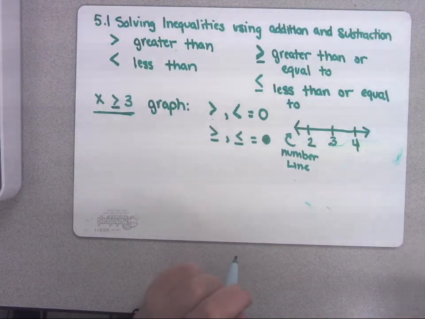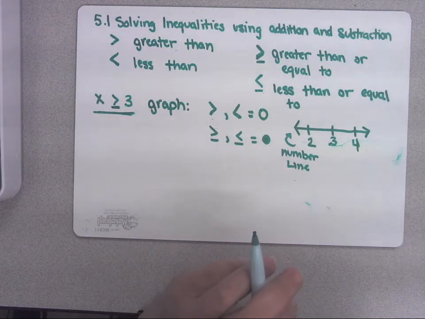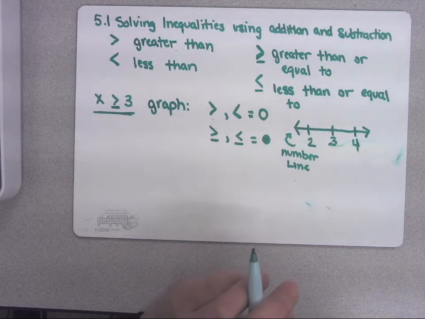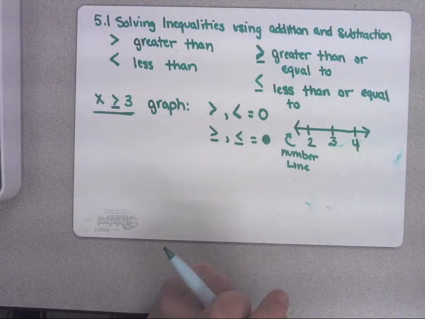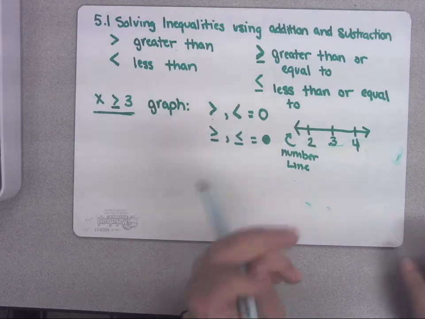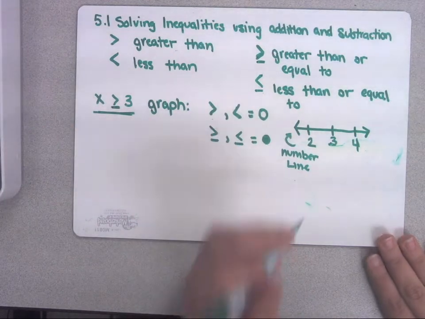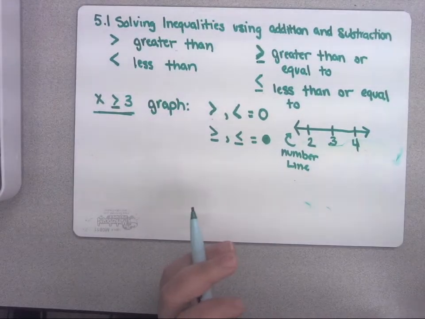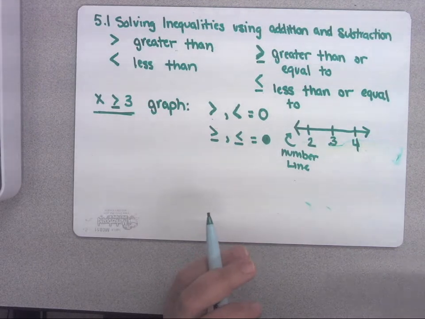Listen to me. On the line. Not above the line. On it. Don't look at me like that. Do not do above. I know you used to do it in middle school. Don't do it. You will lose points for it. Do not. Because it's not on the number line. It's supposed to be on a line, not above it. You're supposed to draw it where it belongs.